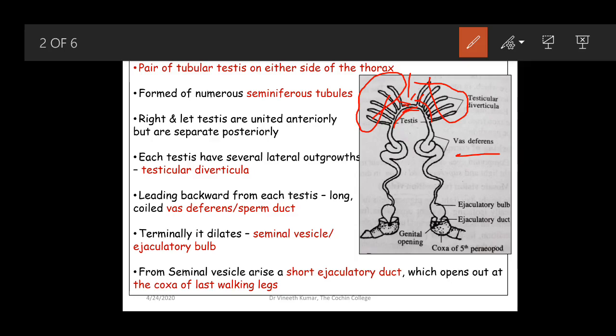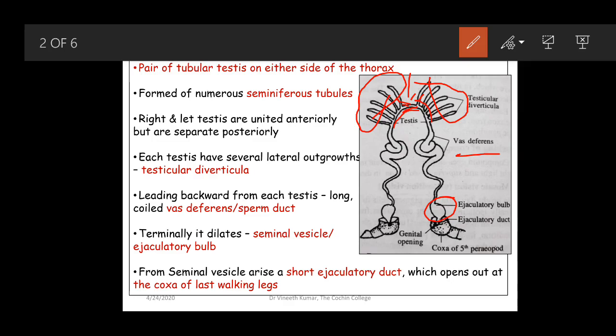The sperm duct or the vas deferens terminates into a dilated terminal region, which is called the ejaculatory bulb or the seminal vesicle. The seminal vesicle ends with an ejaculatory duct which opens to the outside through the genital opening or the genital pore. The genital pore is seen at the coxal region of the fifth periopod, or the fifth thoracic appendage. The coxa is the basal segment of the protopodite of the fifth periopod, and the genital opening can be seen there.